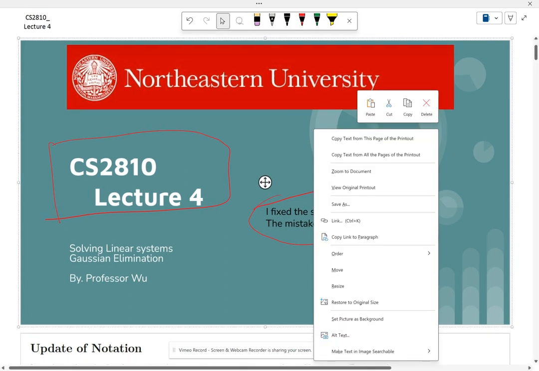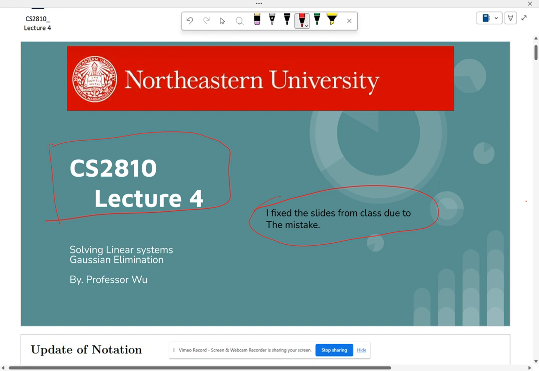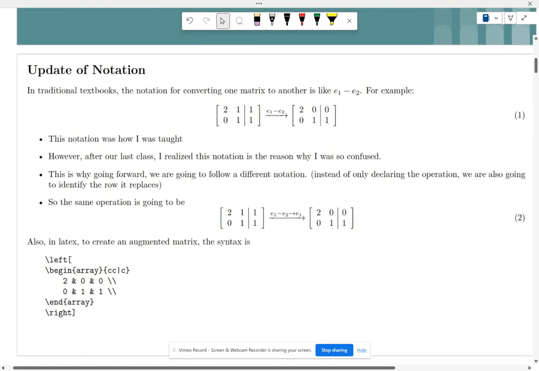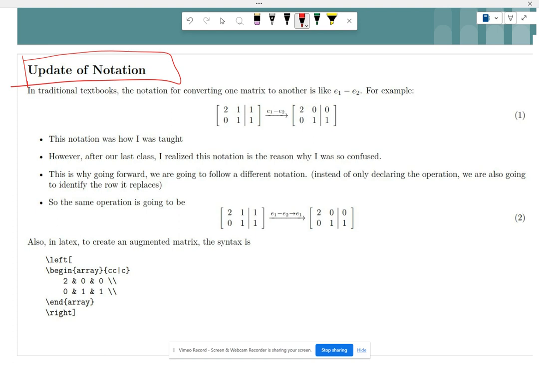Okay, so we're going to continue with solving the linear system today. In traditional textbooks, first I'm going to have a notation update, because I think the notation from last class was causing some confusion.